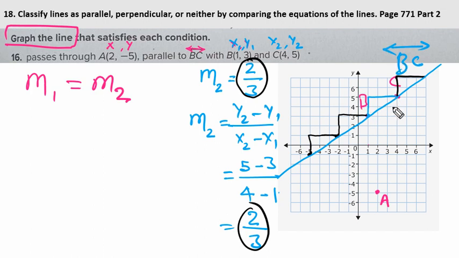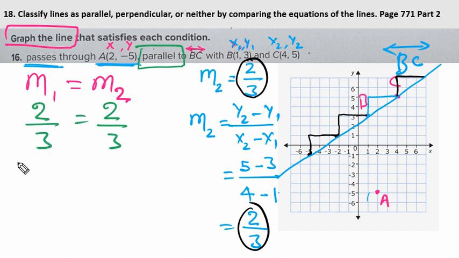Now what is it asking? Is it asking to draw this? No, it is asking to draw the line which passes through (2, -5). So we have to graph a line which passes through this point A. So how do we do it? It already said it is a parallel line. For a parallel line, the slope will be the same. So if m2 is 2 over 3, m1 will also be 2 over 3.